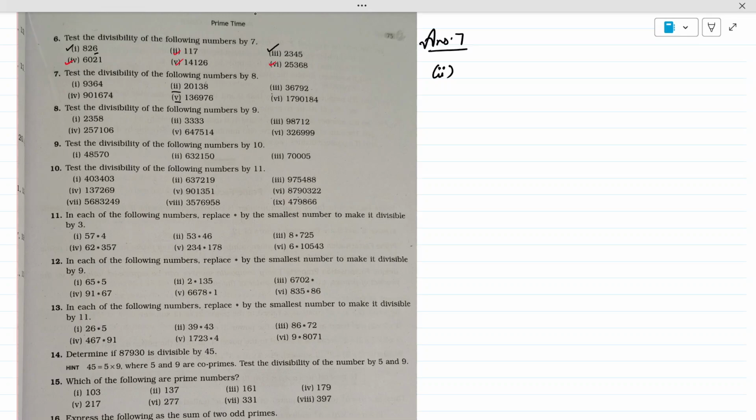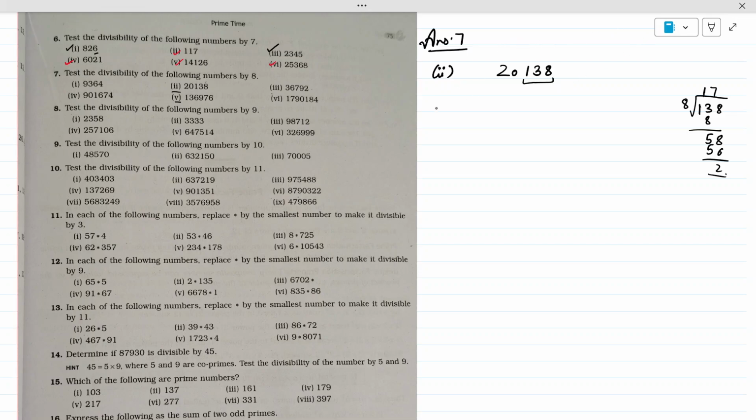In order to check this, we take 20138. We have to check whether this 138 is divisible by 8 or not. We can do this by long division, right? This is 8 1 8, and then 8 5 8, we will get. So this is not divisible completely, because we have 2 as the remainder here. Since the last three digits are not completely divisible by 8, this number is also not divisible by 8.